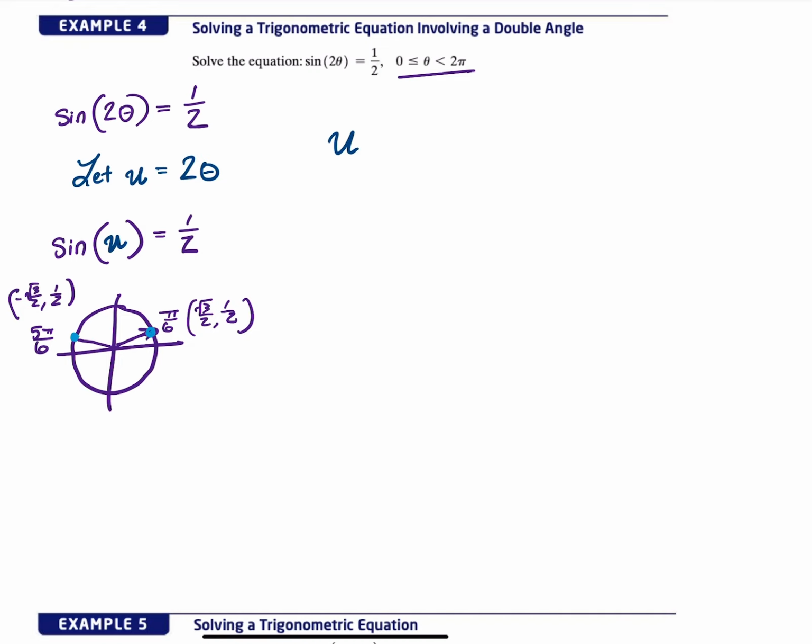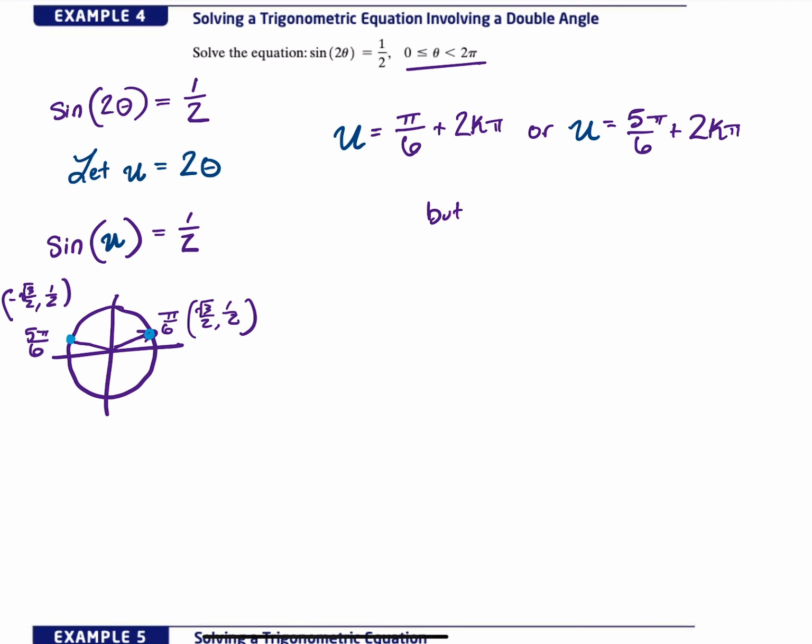Keep in mind, this is a substitution. We're going to have to undo this substitution eventually. But I can say u is equal to pi over 6 and then plus all coterminal angles, plus 2k pi. Or we have our other angle. I can say u equals 5 pi over 6, also plus 2k pi. And this is where k is any integer. But let's keep in mind that this thing, u, equals 2 theta.